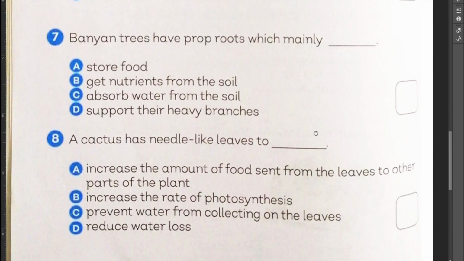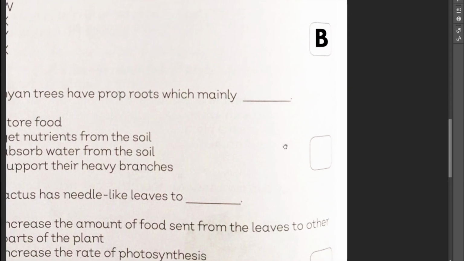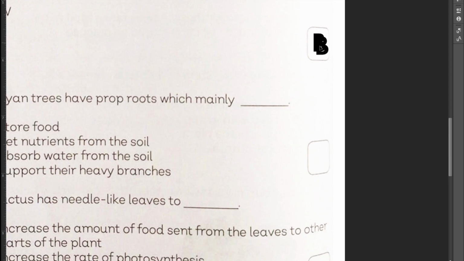Next, let's go to number 7. Banyan trees have prop roots, which mainly blank. So what is the function of the prop roots of a banyan tree? A, store food. B, get nutrients from the soil. C, absorb water from the soil. Or letter D, support their heavy branches. The correct answer would be letter D. The roots provide support for the heavy branches of the banyan tree. So that would be letter D.